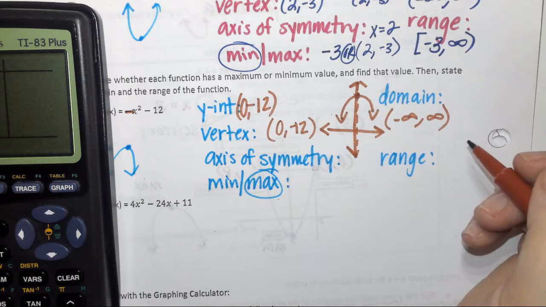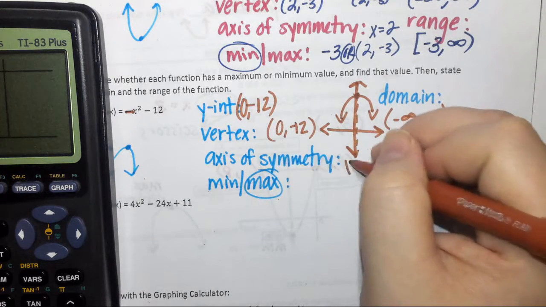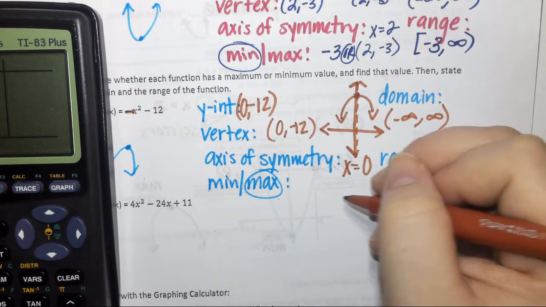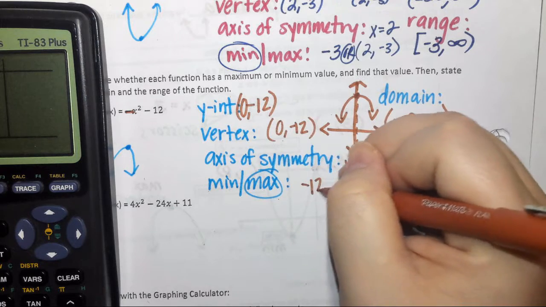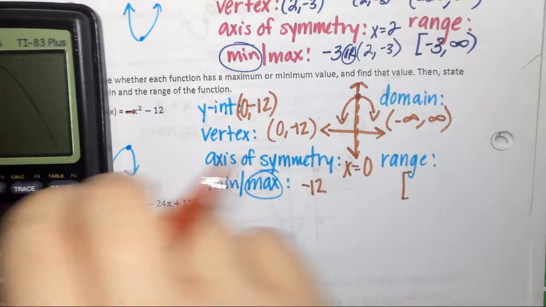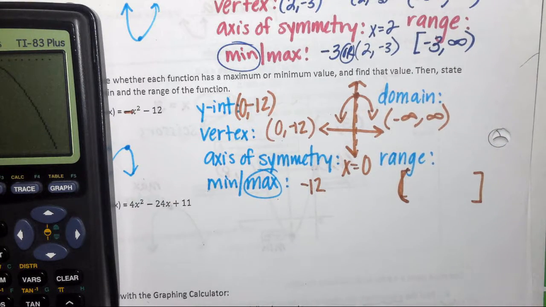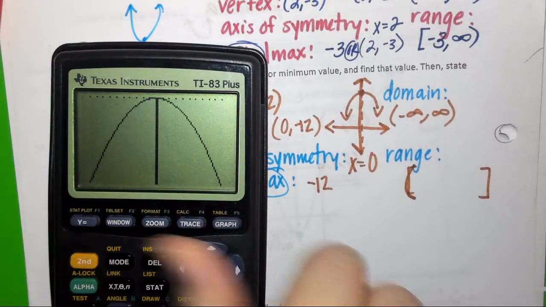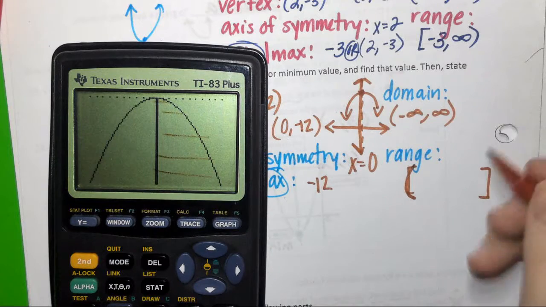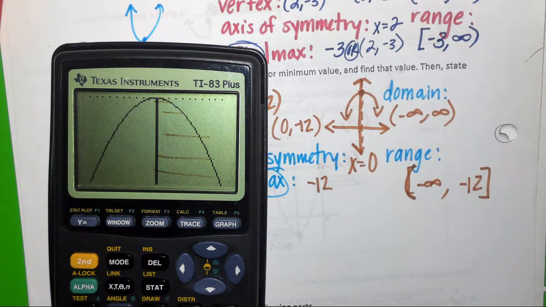What does that make our axis of symmetry? No. Yes. What does that make our max? Yes, we're going for the y value, so negative 12. And then our range, well, yeah, it goes on until negative 12, but if I'm looking at my picture, it went on forever down here, and then it eventually stopped, and apparently where it stops is at negative 12. So it's negative infinity, comma, negative 12.